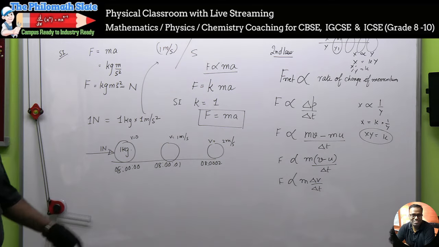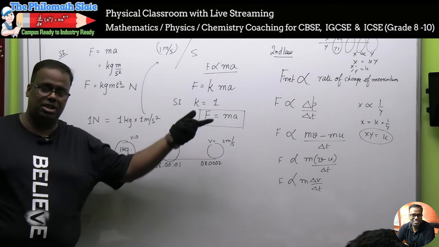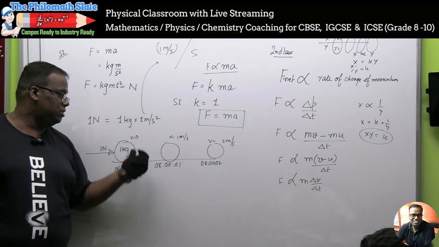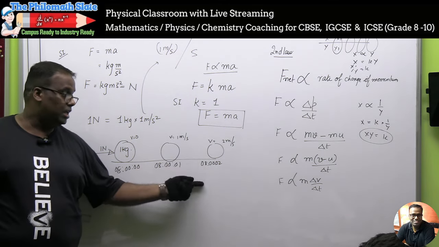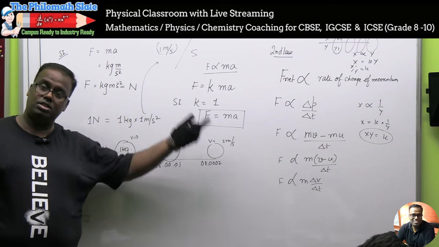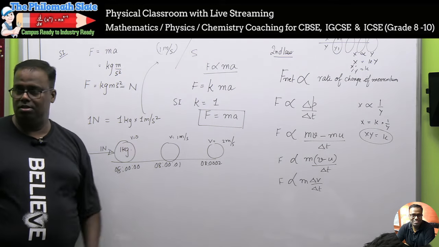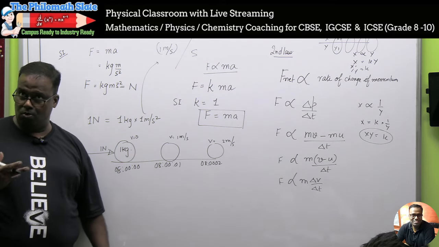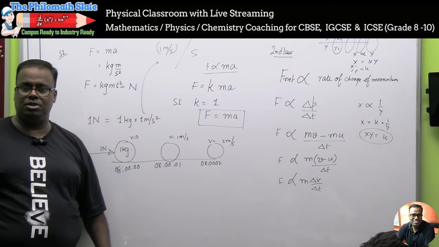Speed कैसे बढ़ रहा है? हर सेकंड में 1 मीटर पर सेकंड बढ़ जाएगा. In the first second, 0 पे 0 था, फर्स्ट सेकंड में 1 मीटर, नेक्स्ट सेकंड में कितना हो गया? 2 मीटर्स, थर्ड सेकंड में 3 मीटर्स. ऐसे बढ़ रहा है speed.